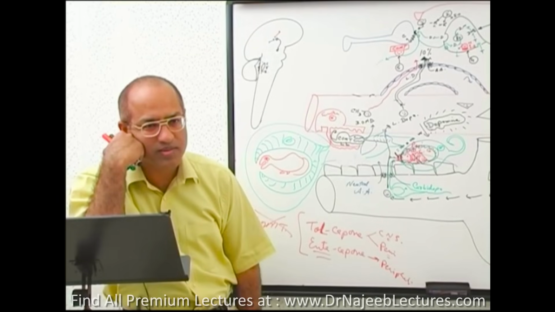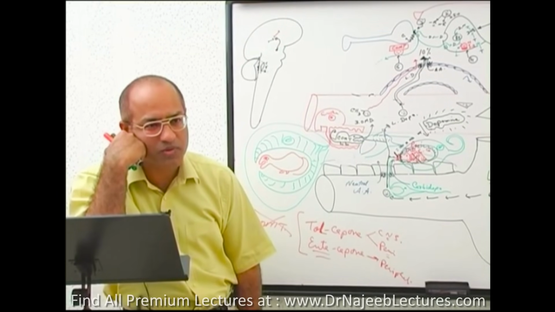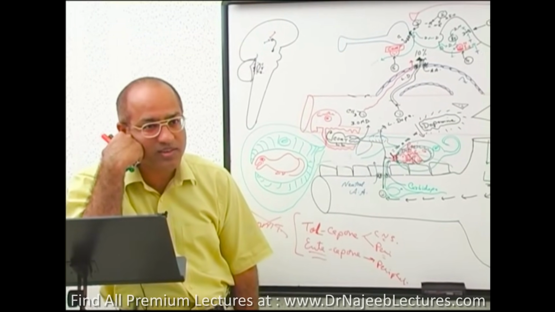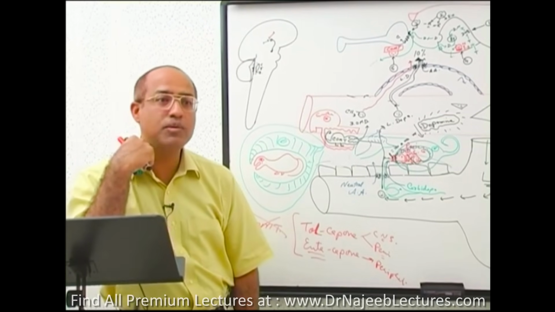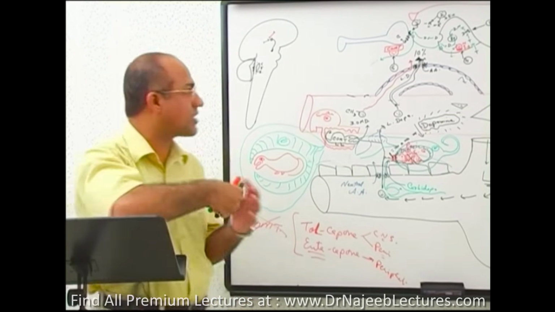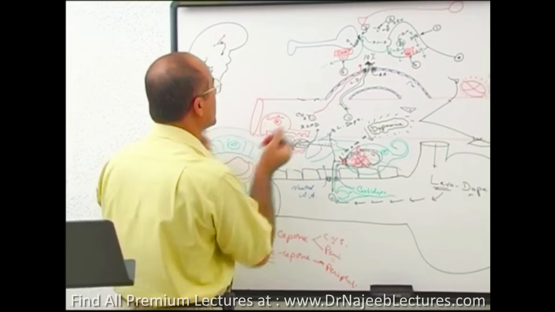What are dyskinesias? Now we are talking about the central side effects of levodopa. What are dyskinesias? These may be dystonias. There are many types of dyskinesias. I think good students should know about that. What are dyskinesias?